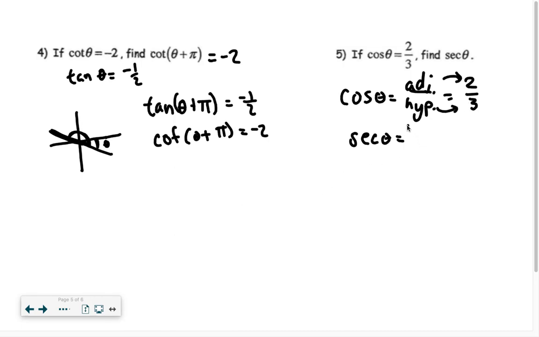The secant is the hypotenuse over adjacent. Well, the hypotenuse is still 3. The adjacent is still 2. So secant of theta is 3/2.